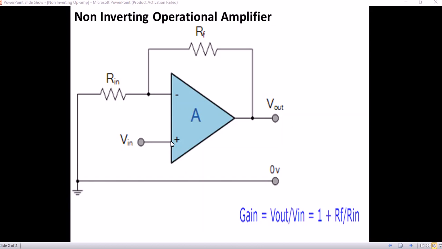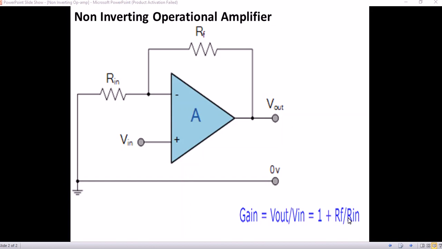The gain of this non-inverting operational amplifier is output voltage divided by input voltage. Gain indicates the factor by which the output voltage is amplified, and the gain tells us how many times the output voltage will be than that of input voltage. The gain of non-inverting operational amplifier is 1 plus RF upon Rn. That means the gain depends on the value of the two resistances. These two resistances decide the gain of an operational amplifier.